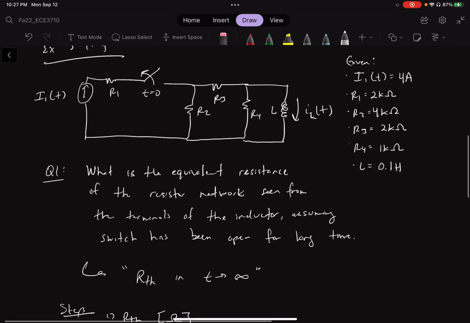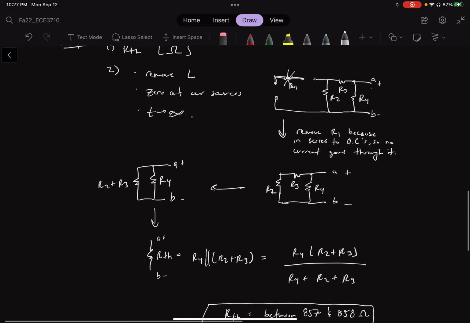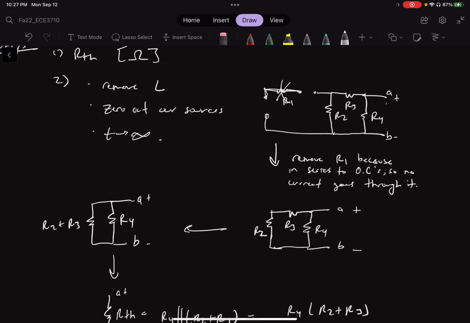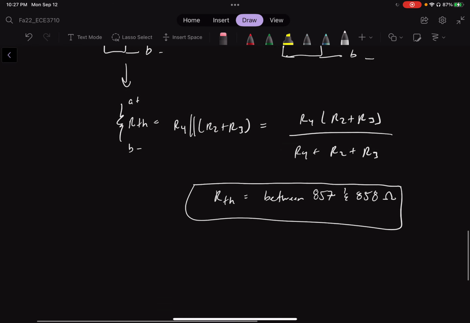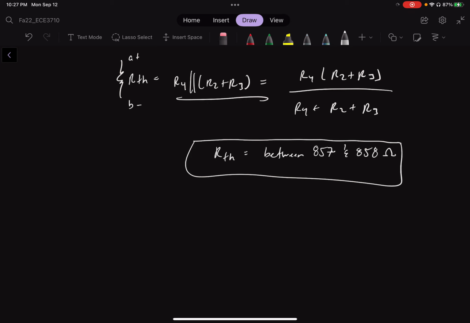Recap, we were given this circuit and we're asked to find, after decoding this wordy problem, R Thevenin seen from the inductor and when time approaches infinity. So we were able to redraw the circuit and zero out our sources, and again assume that time has approached infinity. So the latch is what? Open. Latch is open. And then we simplify the circuit until we got to R Thevenin is equal to R4 in parallel to the R2 and R3 in series. And using mathematics, we were able to get that it's going to be between 857 and 858 ohms.